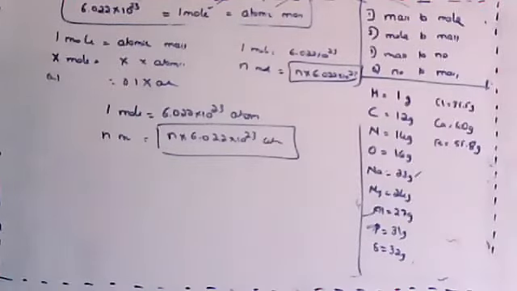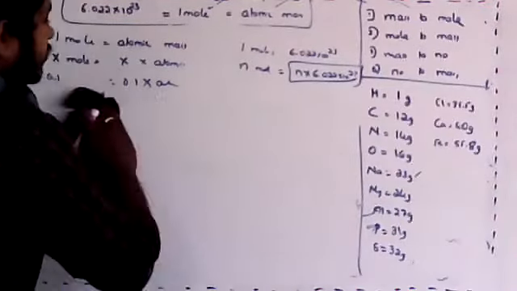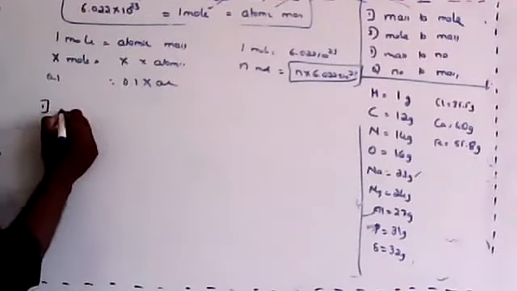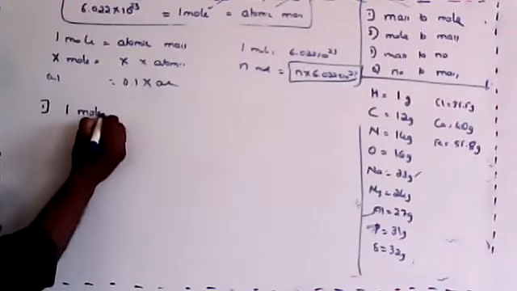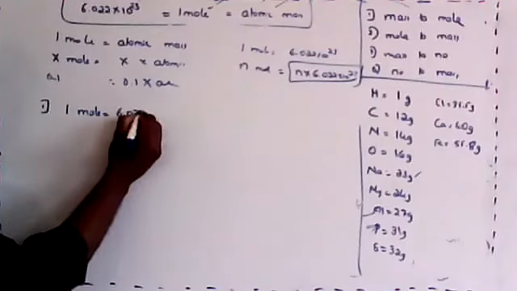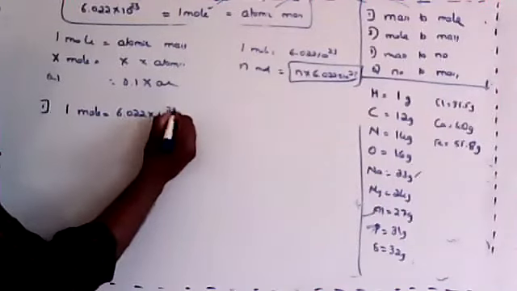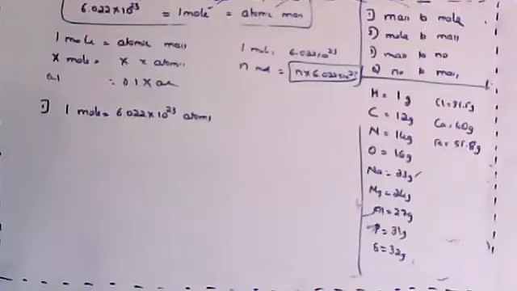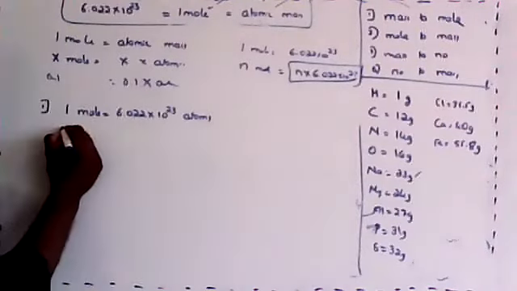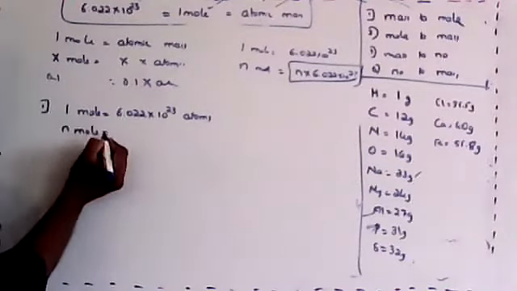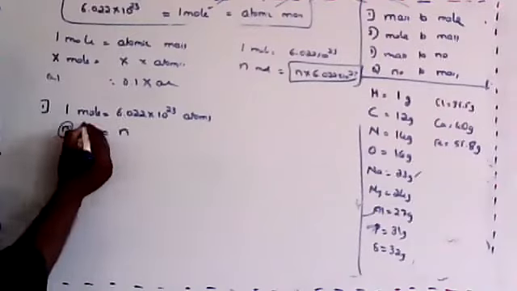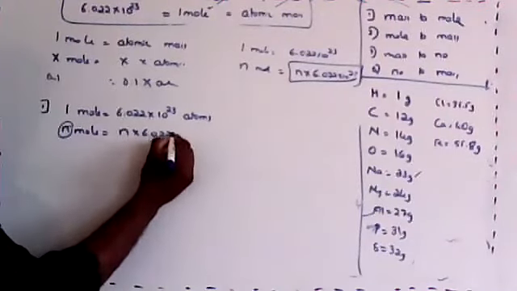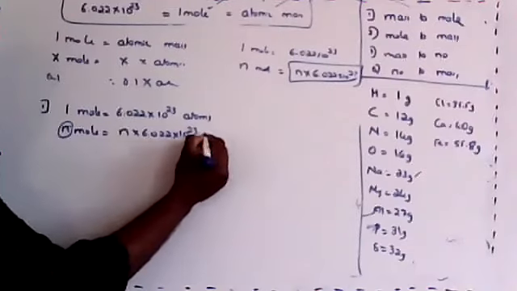Okay, what I'm telling you here is the simplest formula. The first thing, if you remember this, 1 mole will be equal to 6.022 into 10 to the power 23 atoms. Is that clear? Then n moles will be equal to n into 6.022 into 10 to the power 23 atoms. It is cross multiplication.